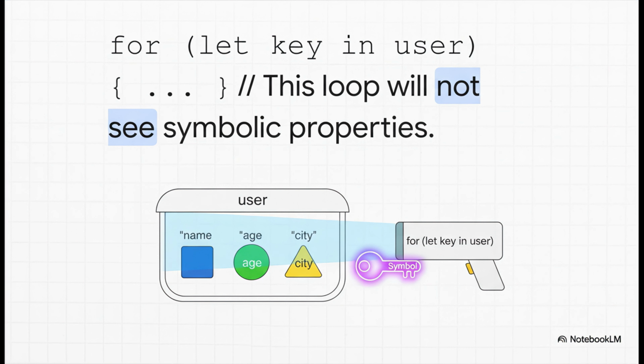So let's say you try to loop over that user object with a classic for-in loop. You're only going to get the keys that are strings. Any properties you've added using a symbol as the key, they're completely skipped.